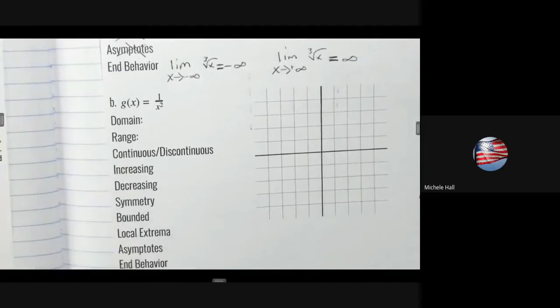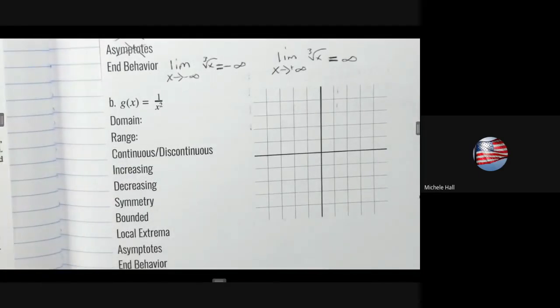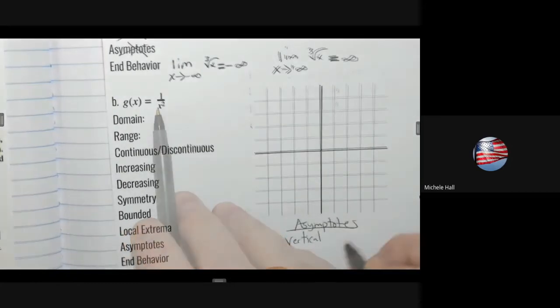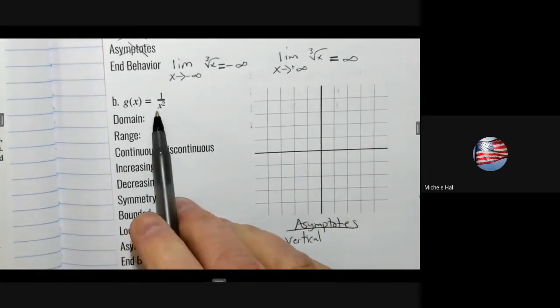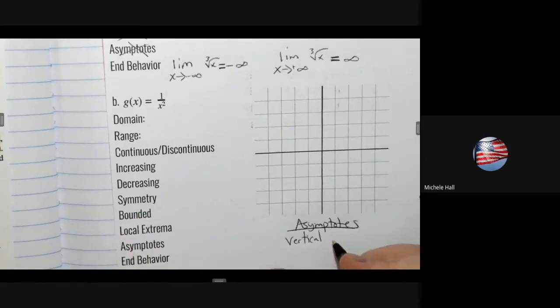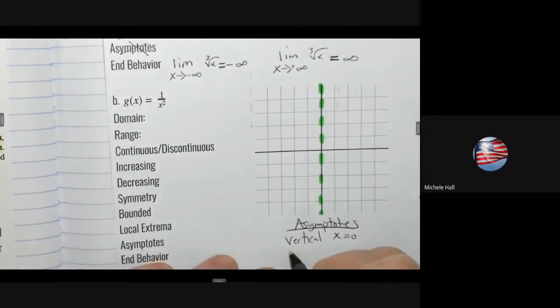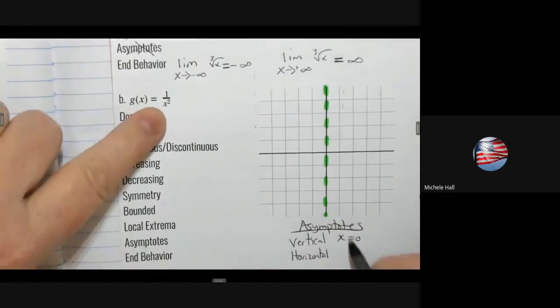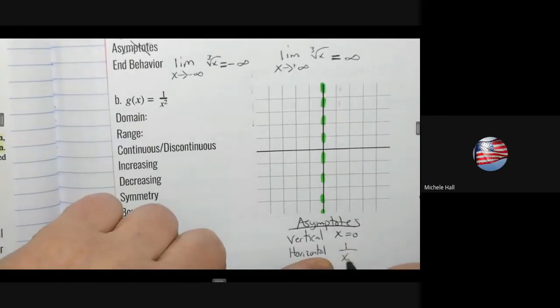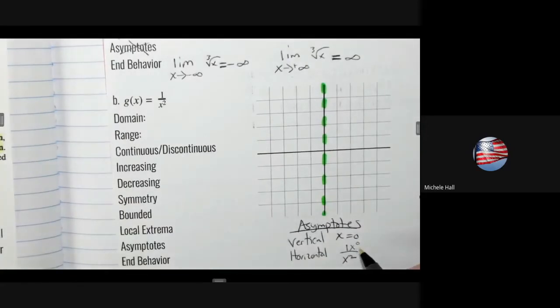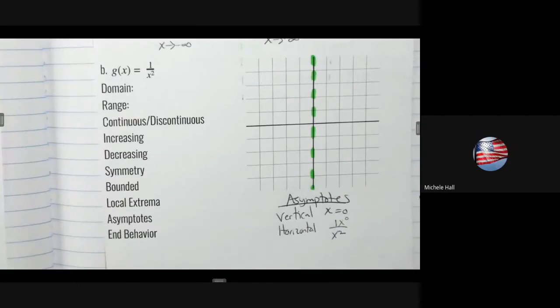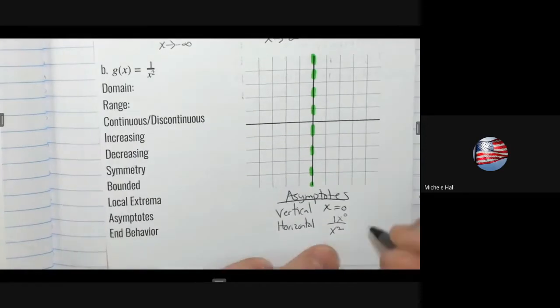We see here that we have a fraction, so we have an undefined place. There's a vertical asymptote wherever the denominator equals 0, and that would be at 0. So the vertical asymptote would be x equals 0. The horizontal asymptote, we're looking at the degree. So we have 1 over x squared. This could be x to the 0 because we're looking at the degree. X to the 0 is 1, and 1 times 1 is still 1. So we see that the degree of the numerator is less than the degree of the denominator. That means that the asymptote will be at y equals 0.